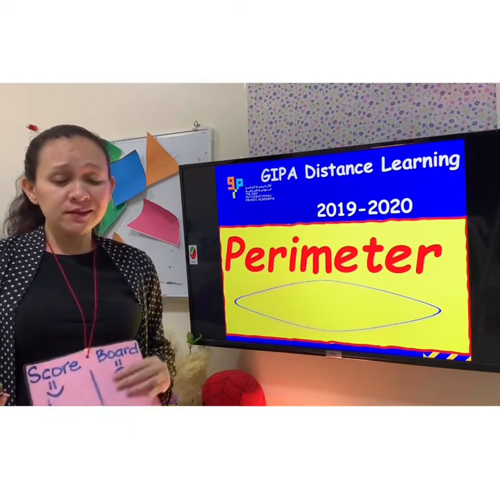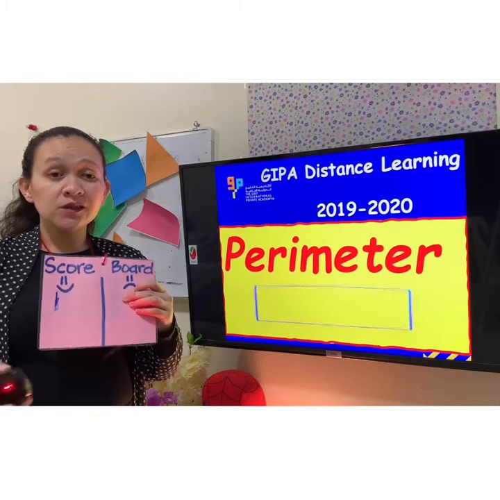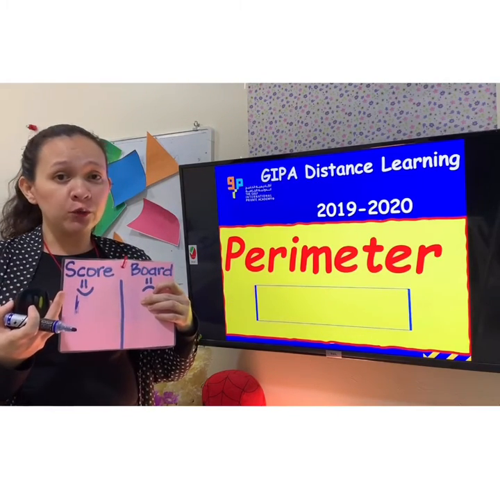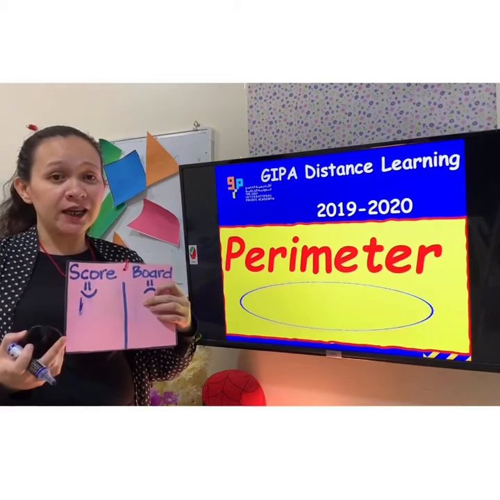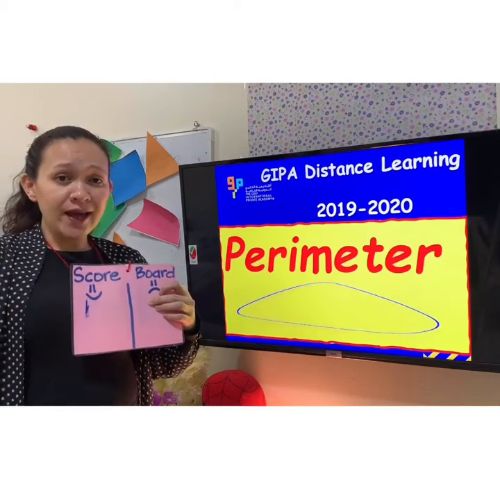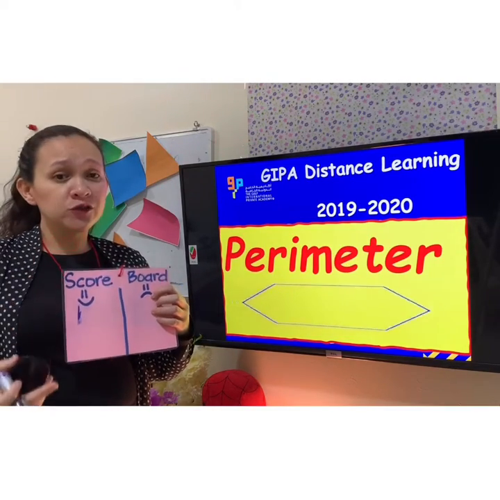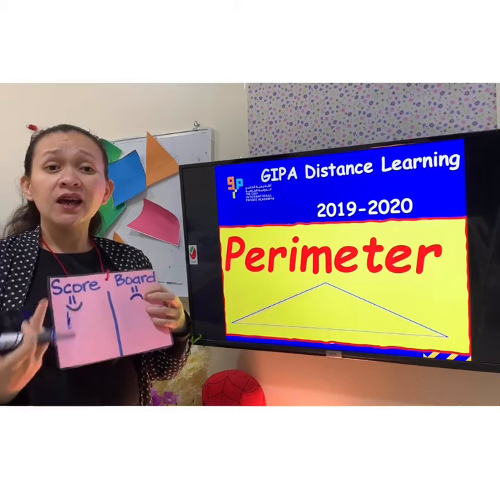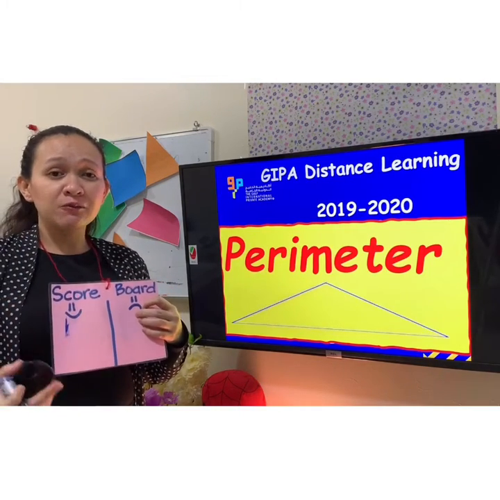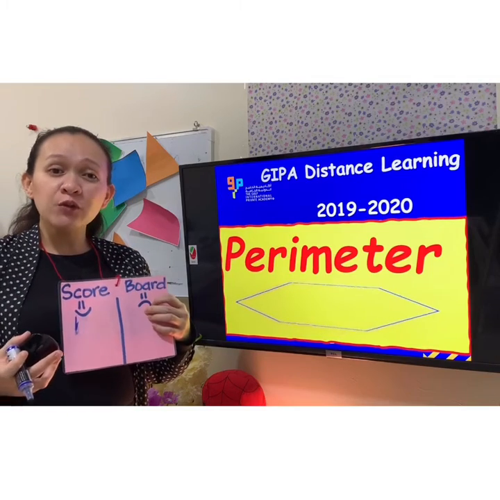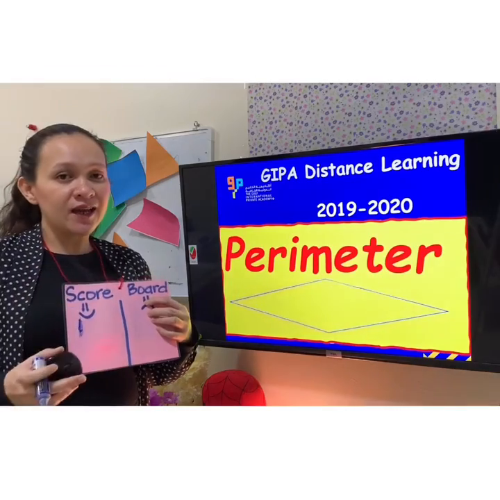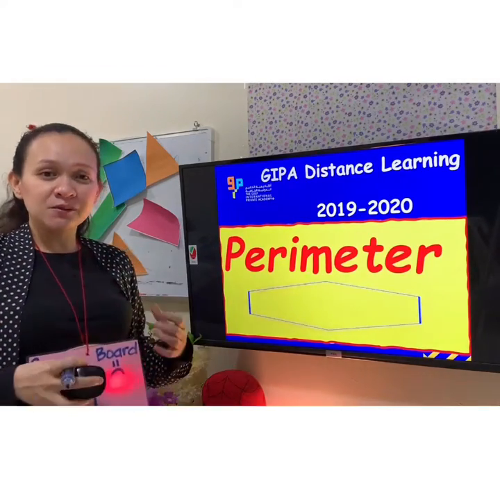If you have noticed, I have here a scoreboard. I know you already know how to use this scoreboard. If you are doing good today, I'm going to put here 1 point and then you're going to say, oh yeah. If you're not doing good today, I'm going to put here 1 point in sad face and then you will say, oh no. Now let's try. Because you are doing good today, I'm going to put here 1 point in smiley face. So what are you going to say? Oh yeah.